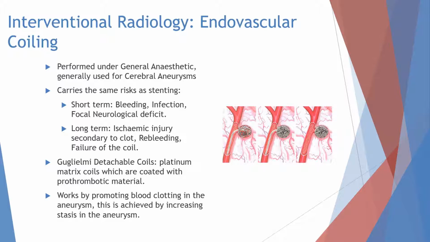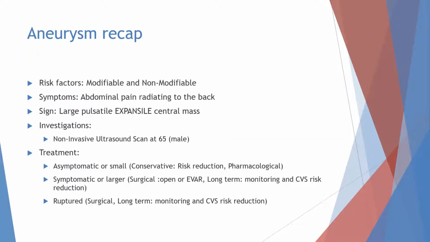This is a quick slide just to demonstrate the technique of endovascular coiling in brain aneurysms. You can see in the image on the right, we're attempting to occlude the aneurysm sac by filling it with a platinum matrix coil, and this coil is coated with prothrombotic material, encouraging coagulation and clotting within the aneurysm sac to prevent blood flow entering it and causing further expansion.